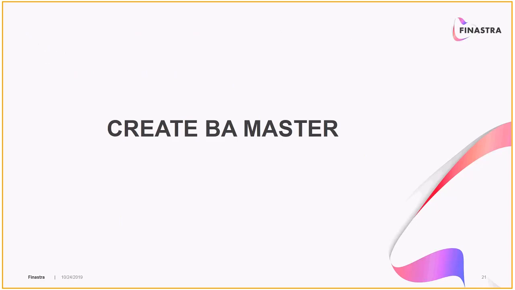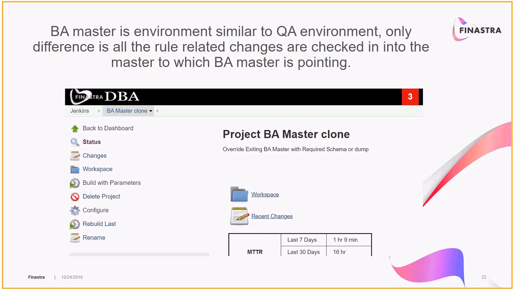Okay, so let us see BA master. We are all aware of what BA master is. BA master is similar to QA. The only difference is that for rule tables, whatever changes are done on this schema are pointed to the project master of that project stream, and whatever changes are done are captured in the master. Okay, so this is the only difference between QA and BA master; both are the same apart from that.